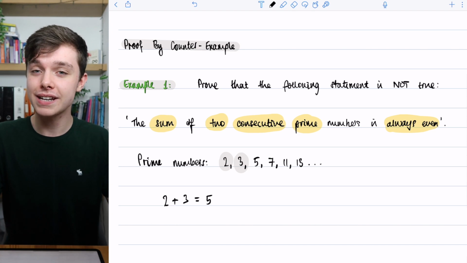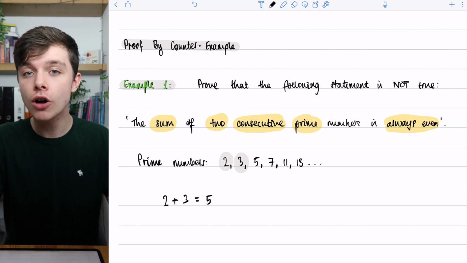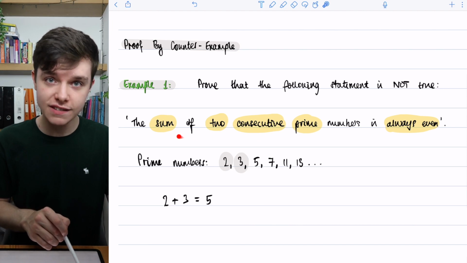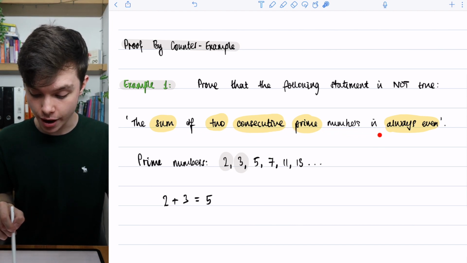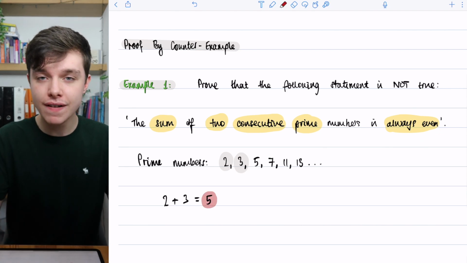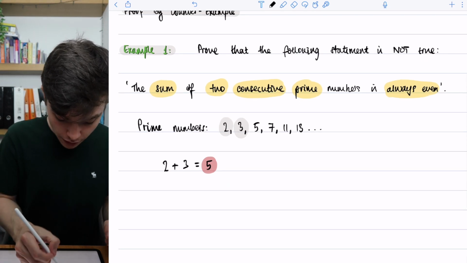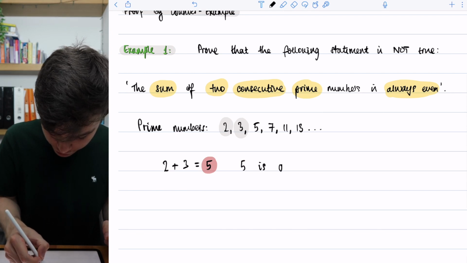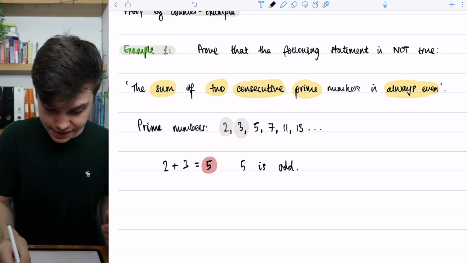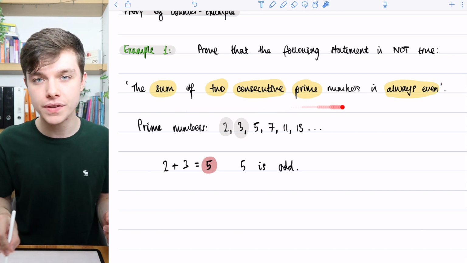So we've added 2 consecutive prime numbers there. We've added 2 and 3 together, and we've got 5. Now 5 is not even. So if it's not even, then it's odd, okay? But what our statement says is if we sum 2 consecutive prime numbers together, it's always even. That's clearly not the case because that red 5 there disproves the statement. 5 is odd, okay? So what we've done is we have found a counterexample. This example here, 2 plus 3, disproves the statement. Okay, it goes against what the statement is saying.